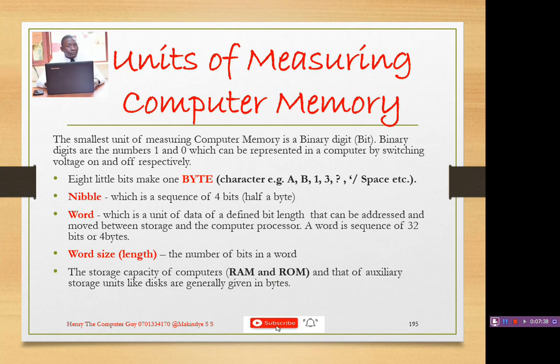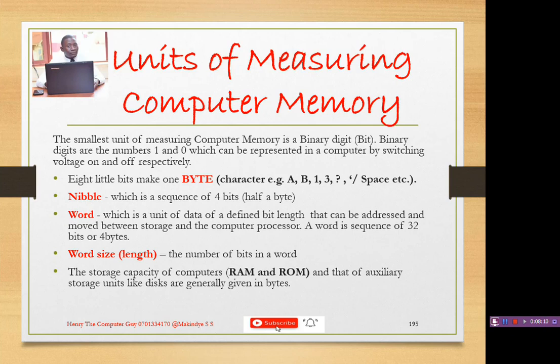Now, the storage capacity of computers, specifically RAM and ROM. Remember, RAM in full is random access memory, whereas ROM is read-only memory. The difference is that RAM is always volatile: it loses data when power goes off. ROM is non-volatile, or permanent, meaning it retains the data even if power goes off. It is called read-only memory because it cannot be modified.